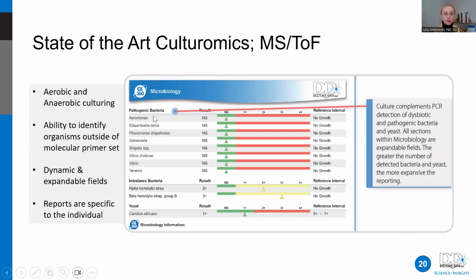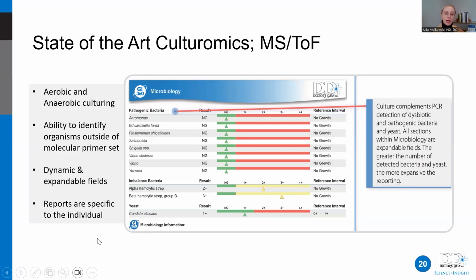We do culture for pathogenic bacteria, so you will always see that we are specifically culturing, for example, Salmonella. And then from there, it was individualized to your patient. So another opportunity for individualized medicine. Here you have the imbalanced bacteria. There can be anything from 0 to maybe a dozen bacteria here, and then same thing with yeast. So this is specific to your patient.